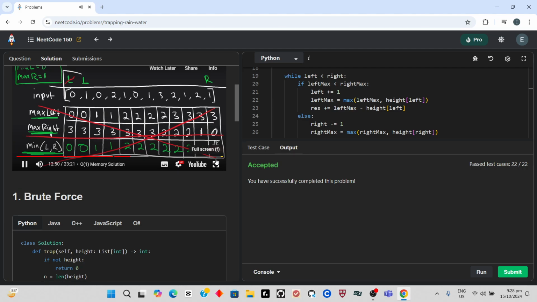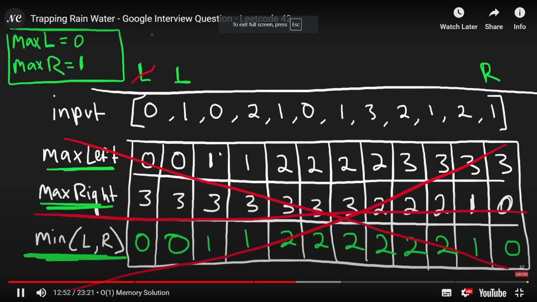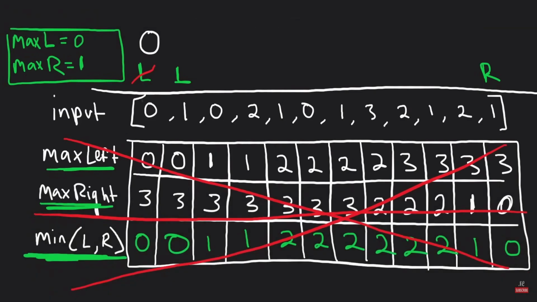know what the max left is so far, right? The max left is 0, right? That's what's over here. Now, we technically don't know what the max right is, even though this variable says 1. Yes, so far it's 1, but we know that the max right could actually be 3, right? That's what the true max right is of this position, right? Because there's a 3 over here.